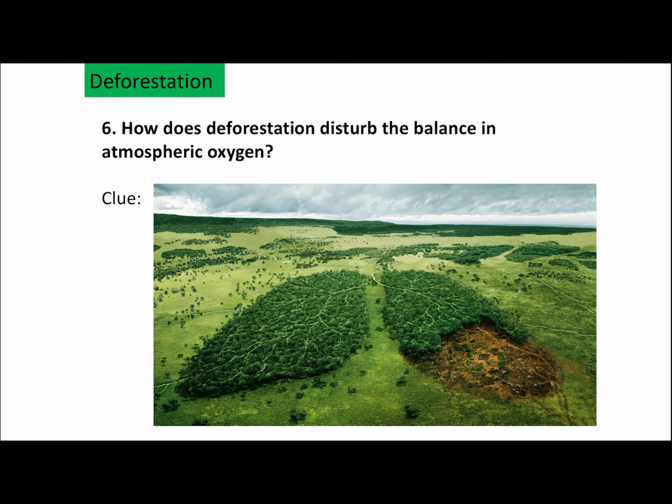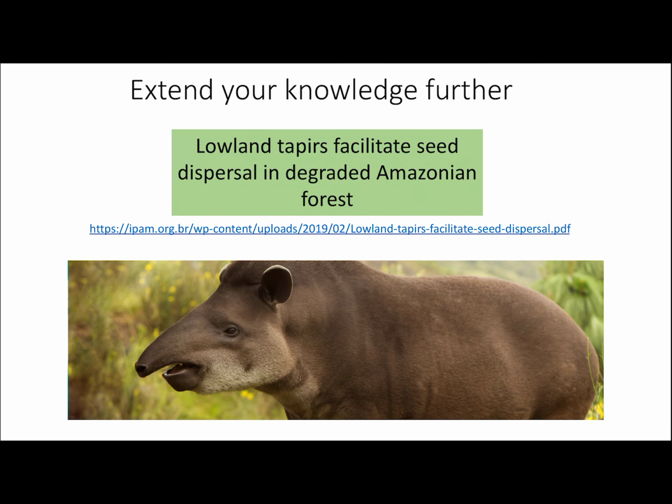And we rely on oxygen, as I'm sure you're all aware, we rely on oxygen for aerobic respiration. So overall, there'll be less oxygen being added to the atmosphere via photosynthesis. And there's quite a big clue there in that picture. Okay, those are the 6 key questions.